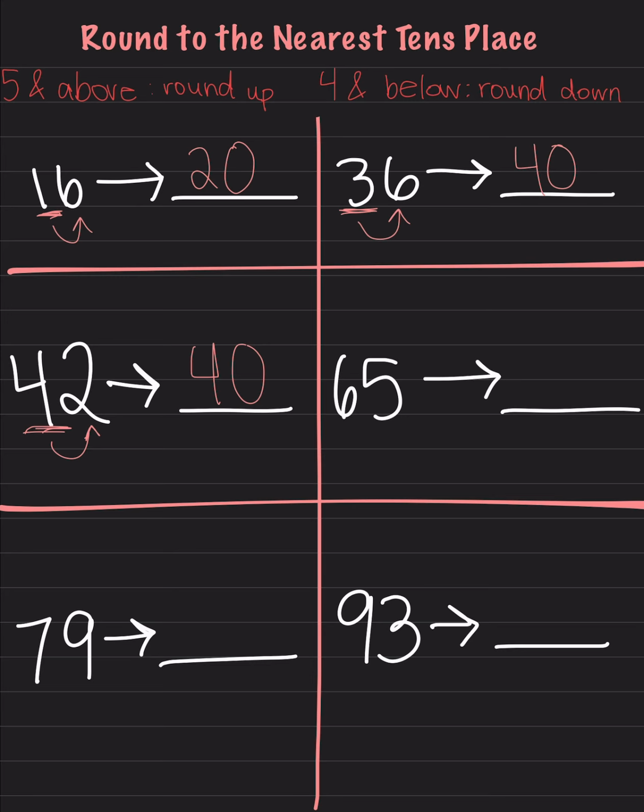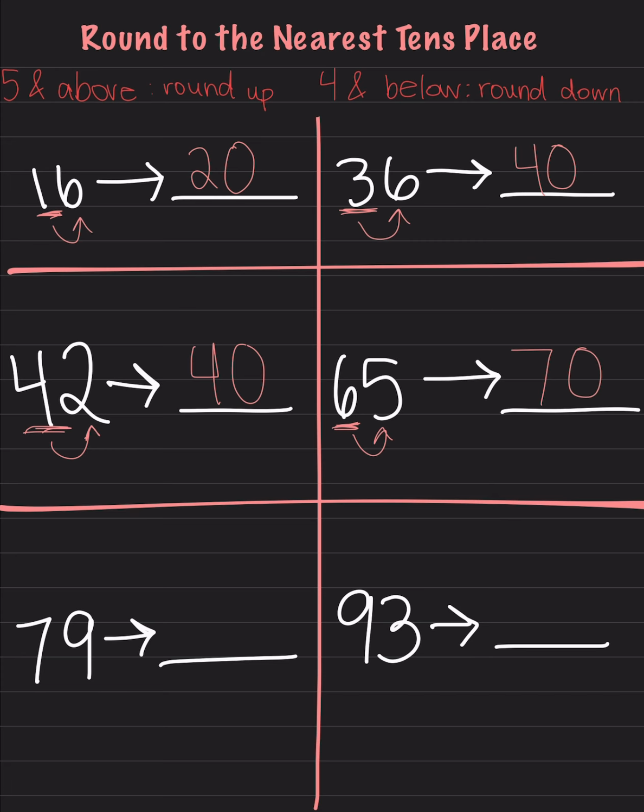Next, I have the number 65. 6 is in the tens place. I will then look at the number next to it, which is 5. 5 falls under the 5 and above category, which means I have to round this 6 up. Rounding it up means it's a 7 now. Then I add a 0.